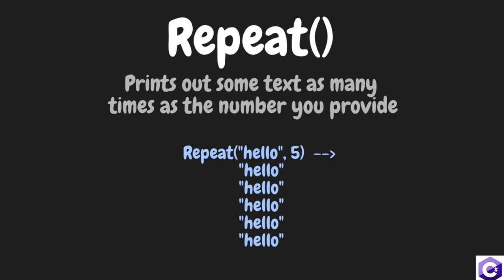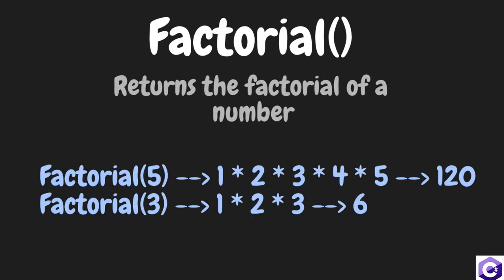The last function is the factorial function. So for those who don't know what factorial is, for example, factorial of 5 is 1 times 2 times 3 times 4 times 5. Or factorial of 3 is 1 times 2 times 3. So basically this function should take in an integer and multiply that integer with all the integers before it all the way to 1, and then it should return the result.